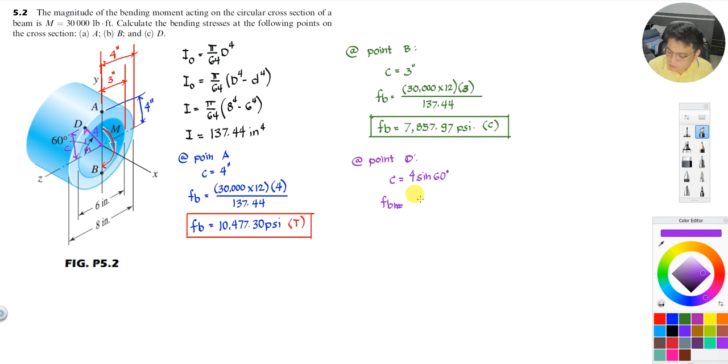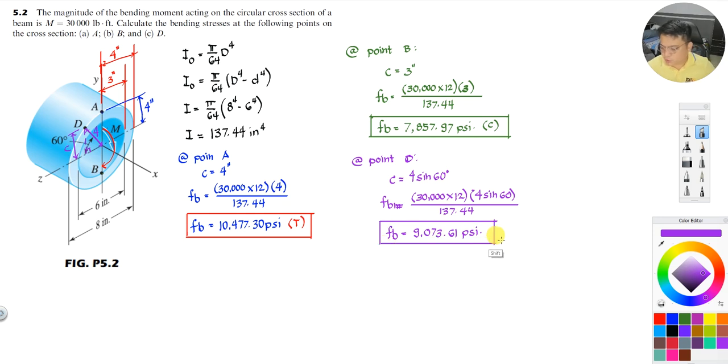So, I can now have the fb max. fb na lang is equals to, again, 30,000 multiplied by 12. And then, ang C ko is 4 sine of 60, all over 137.44. So, check natin. Make sure na naka-degrees. So, you can have it as fb is equals to 9,073.61. Again, this is in PSI. So, this is now the answer for the problem 5.2.